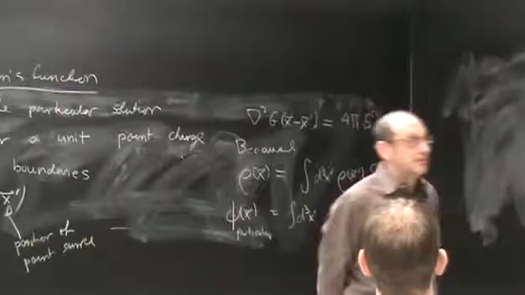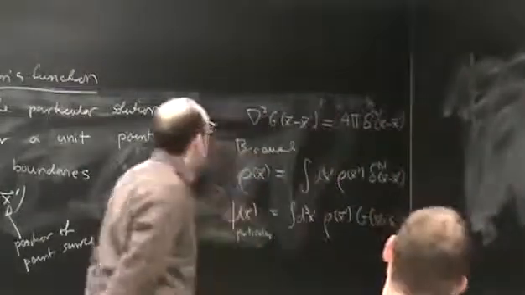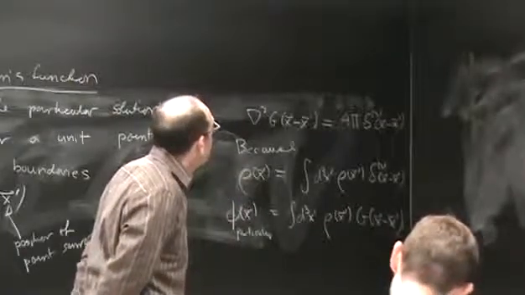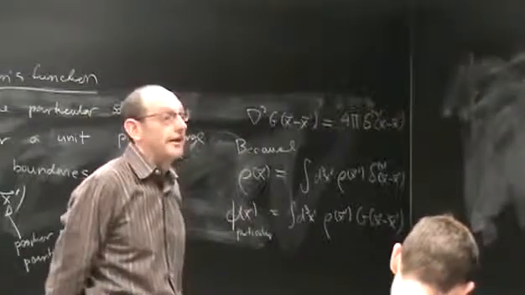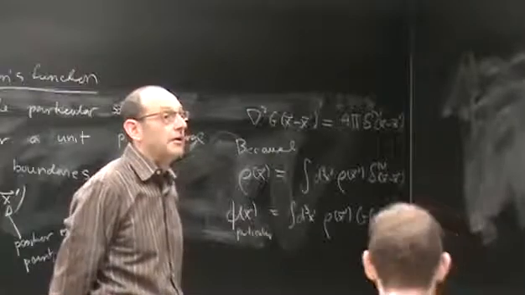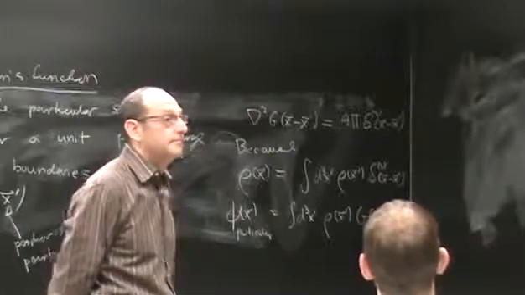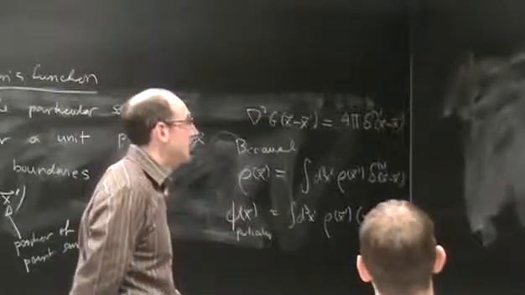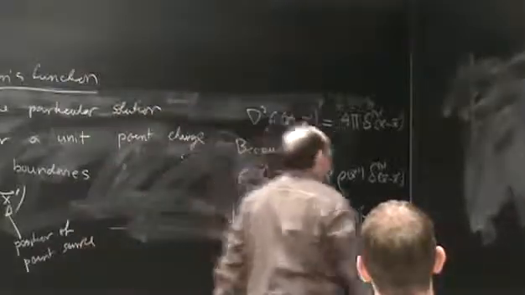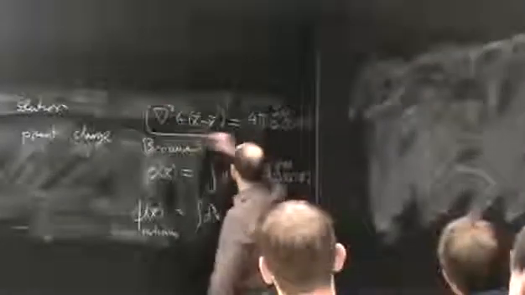When you solve the equations for the Green's function, the boundary condition is that the field, or the potential, goes to 0 at infinity. That's our boundary condition. All right, so how are we going to solve this equation?